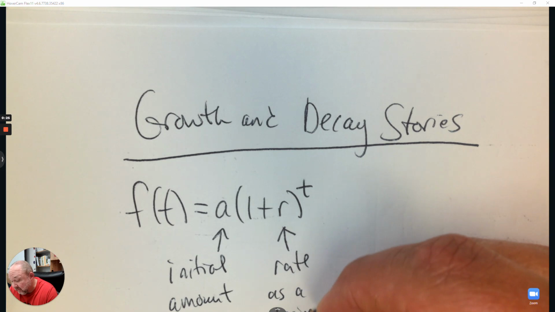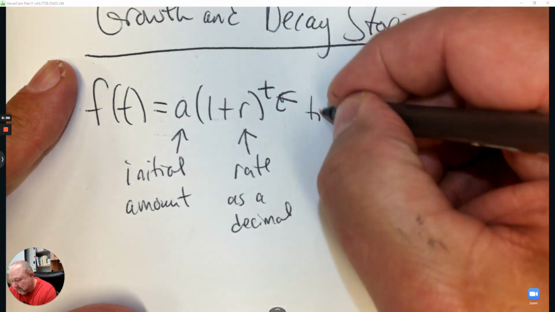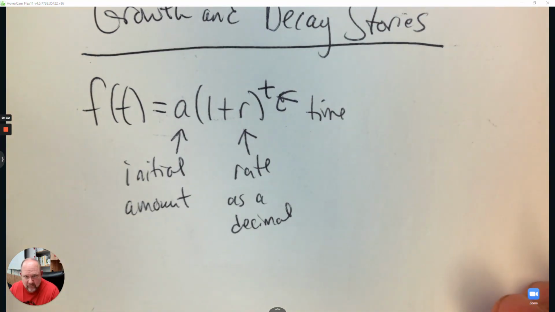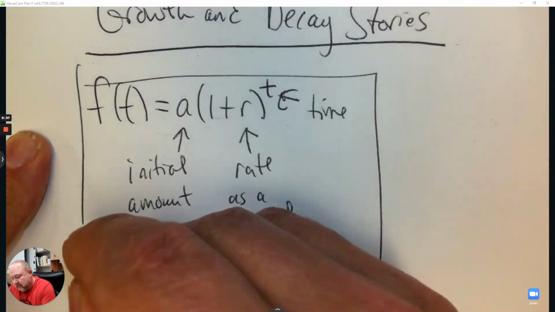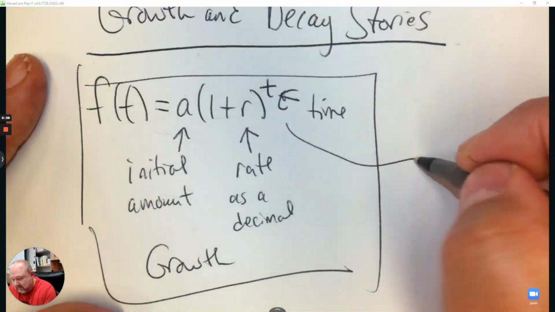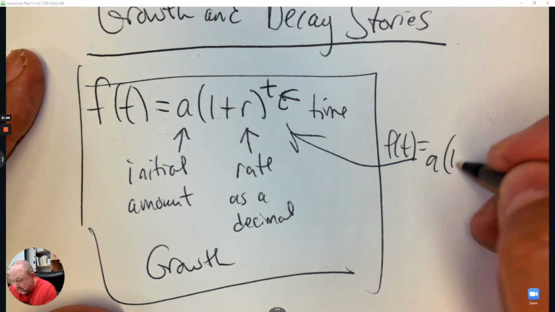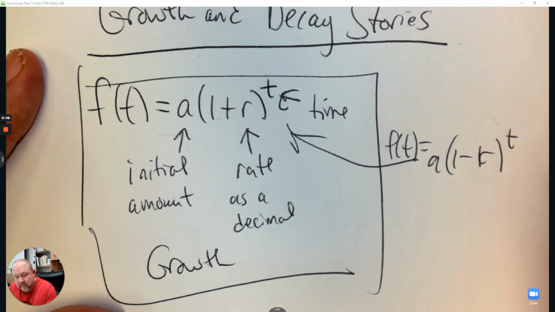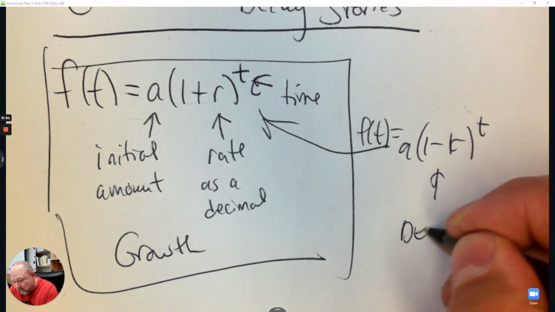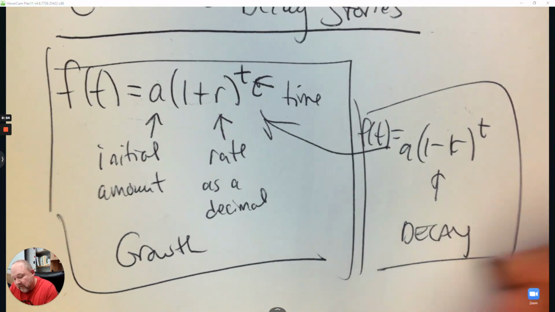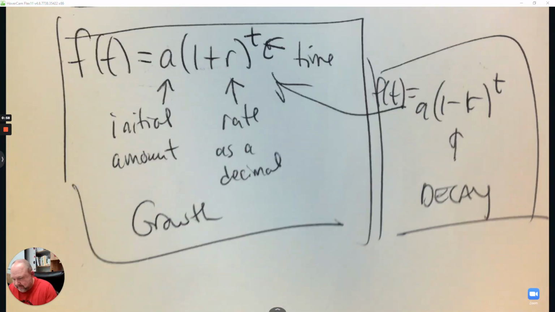We're going to write the rate as a decimal. Usually it's given as a percent, so you have to move the decimal 2 to the left. And then this is just time, how many months, hours, days, years, and so on. Now, this is considered a growth equation when you're adding. If we take the same equation and subtract, this is now a decay equation where something's decreasing. So the only difference here is one is growing and one is decaying, and now we're going to practice it.